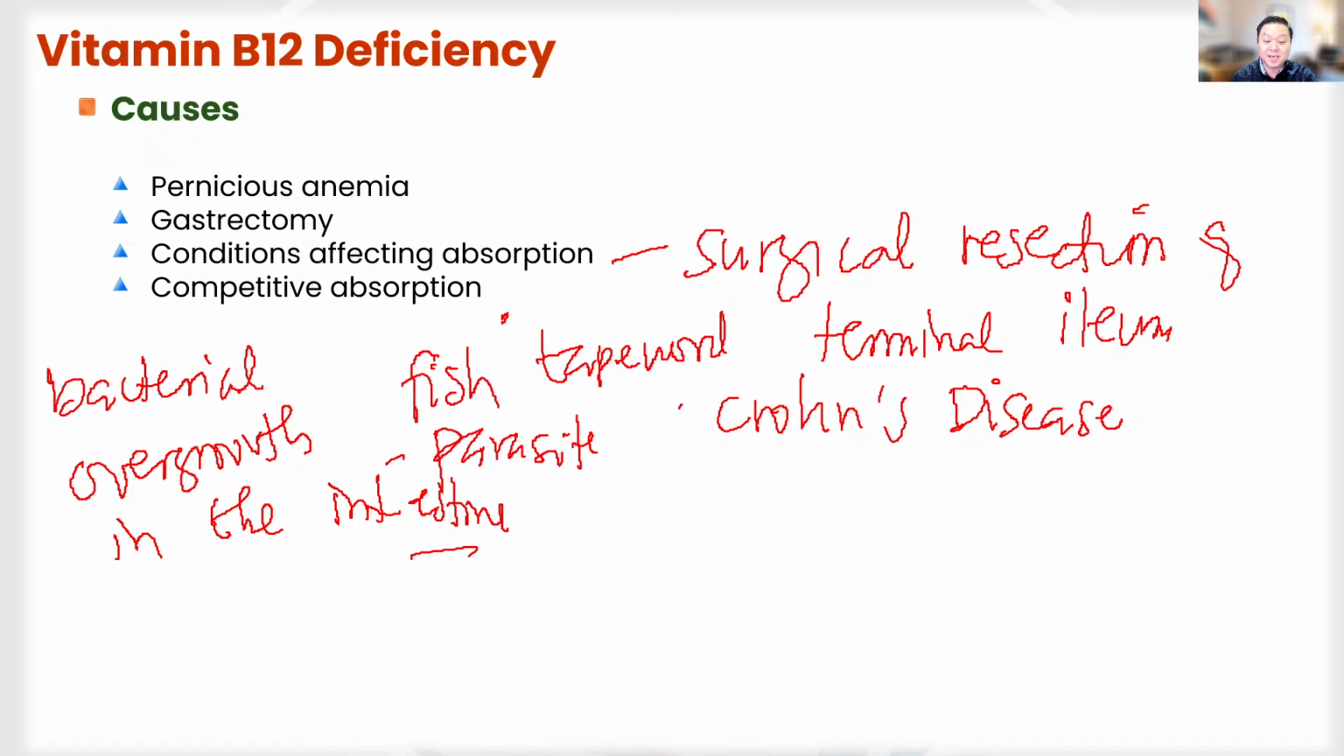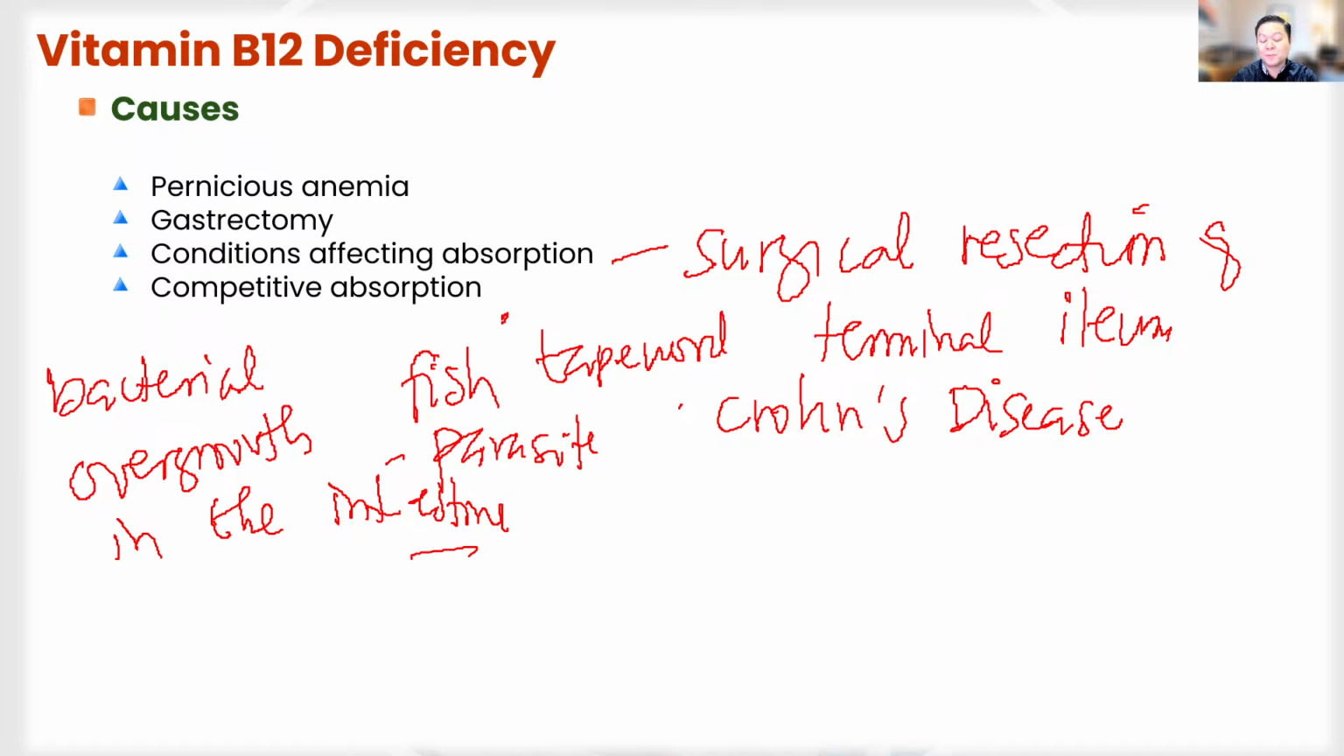megaloblastic anemia, and it's very important for us to distinguish between folate and vitamin B12 deficiency before we start the treatment. I repeat, before we treat the patient for vitamin B12 deficiency, we need to distinguish first between folate and vitamin B12 deficiency.